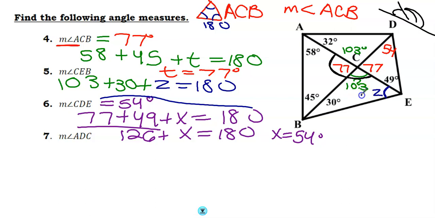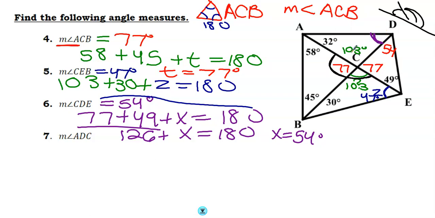Okay, now I can't figure out alternate interior angles. I don't know if there are parallel lines here, so I can't use that trick this time. So I have 47 degrees for this one. And let's find our last one, ADC. All right, finding out what this one is.